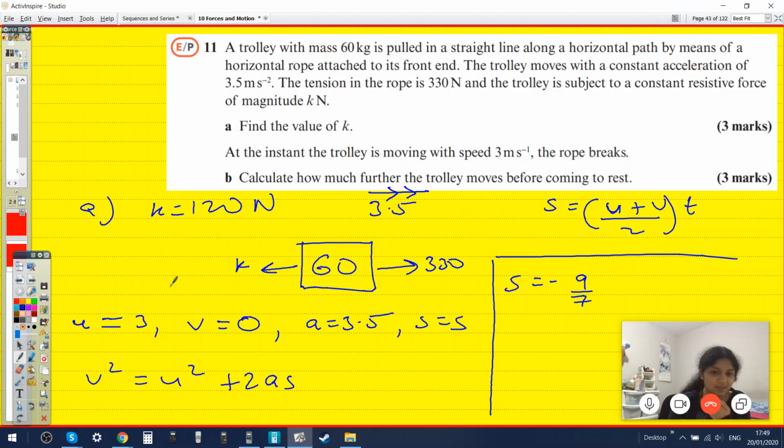Does that mean there's no acceleration because there's no tension? What's more, there will be deceleration, I believe. Yeah. So A should be minus 3.5. I think you'd have to recalculate A. Okay. So 0 minus K, which we said was 120, equals 60A. So A is minus 2. Yep. Okay. That's why.